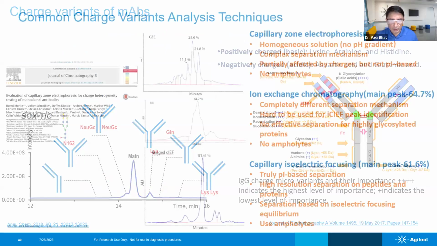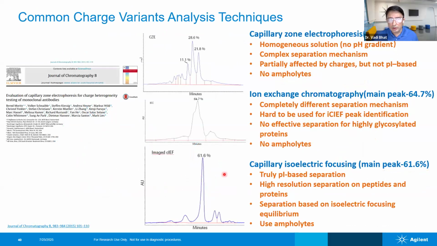Okay. So the other technique generally used for the charge variants is capillary electrophoresis. That's very commonly used, particularly if the sample is really heterogeneous, then you need capillary electrophoresis. So just comparing here some of the other methods like capillary zone electrophoresis.